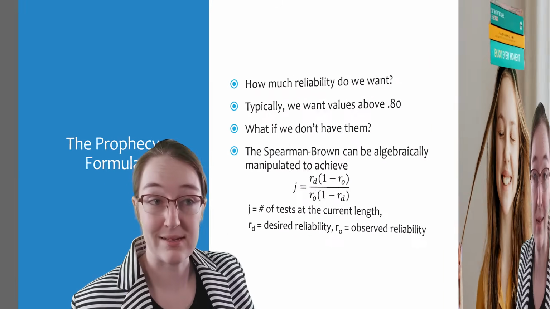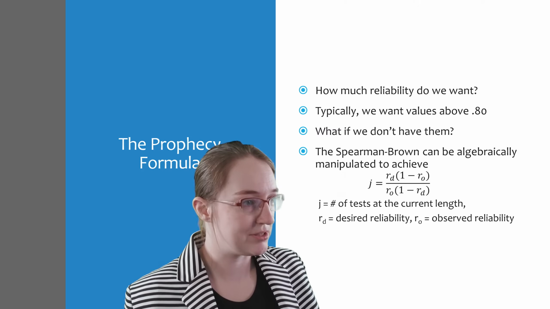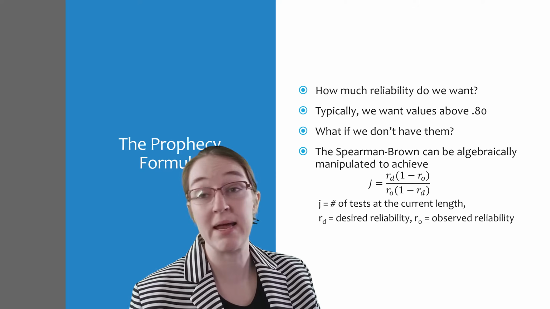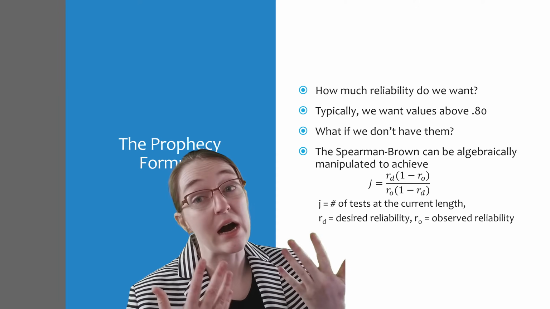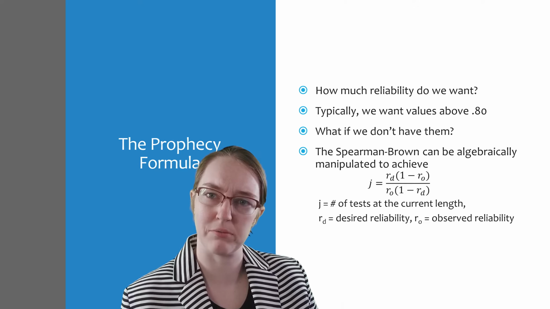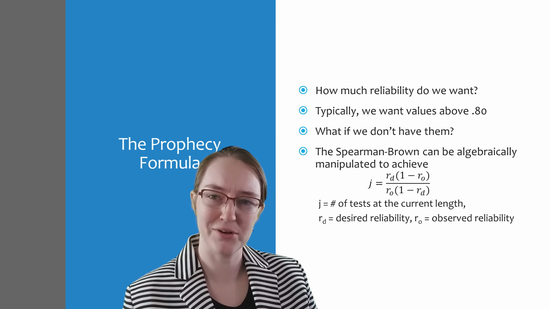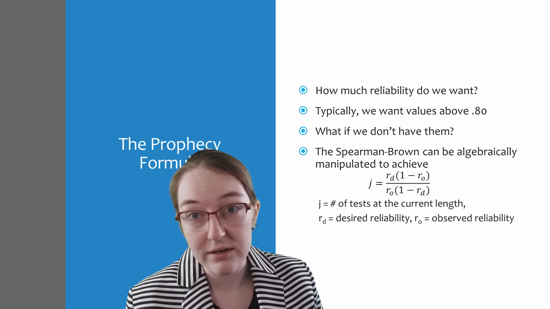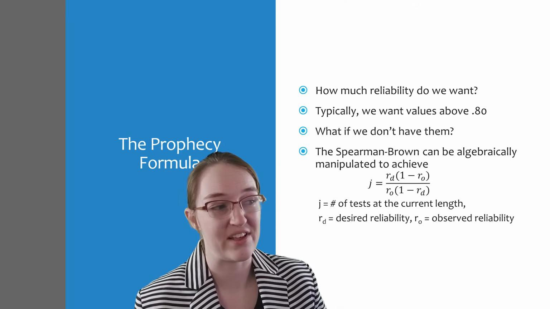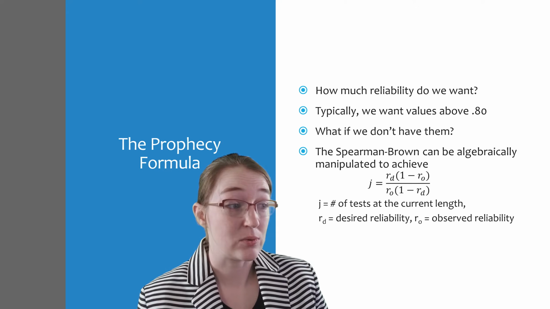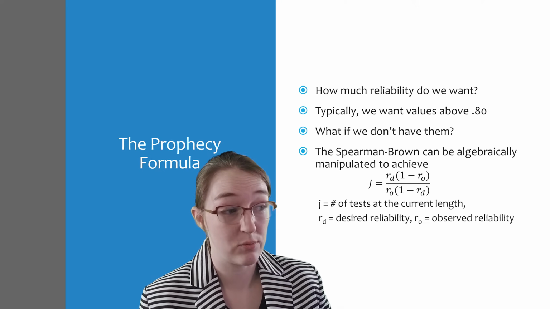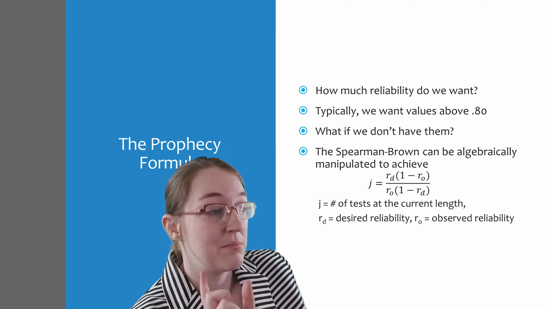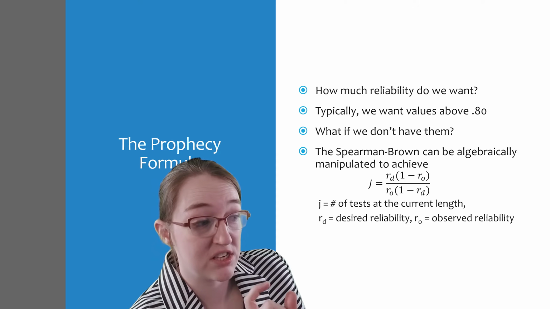But anyway, let's talk about prophecy and attenuation. So, a question that you've probably asked yourself many, many times, all the time, constantly, is how much reliability do we want? No? You haven't asked that? That's okay. I was kidding, in case that was unclear. Typically, we want a value above 0.8. So what happens if we don't have that? Well, the Spearman-Brown formula, our trusty friend, can be algebraically manipulated to achieve that.